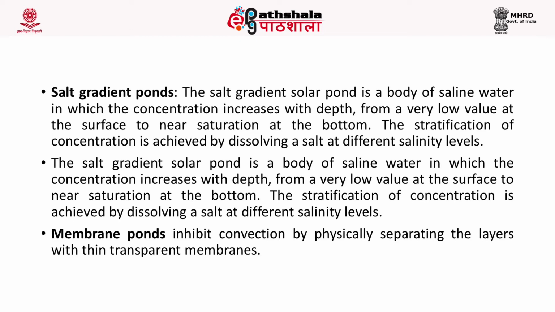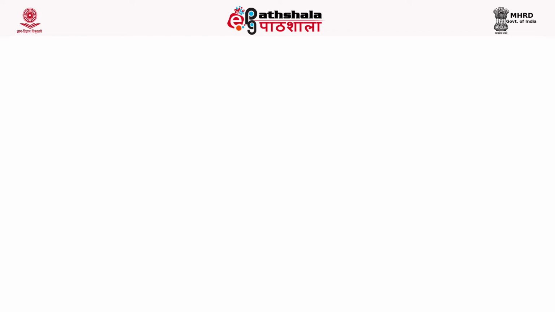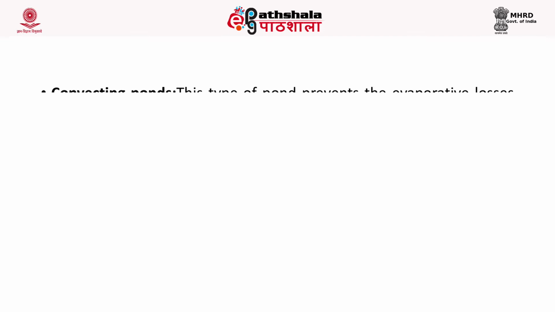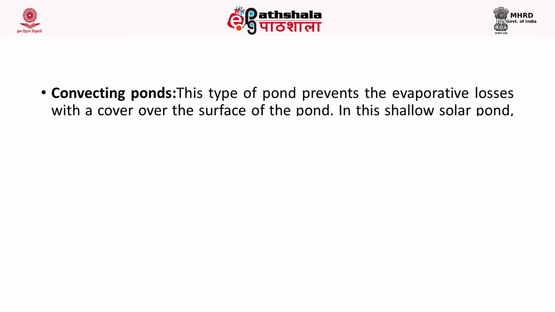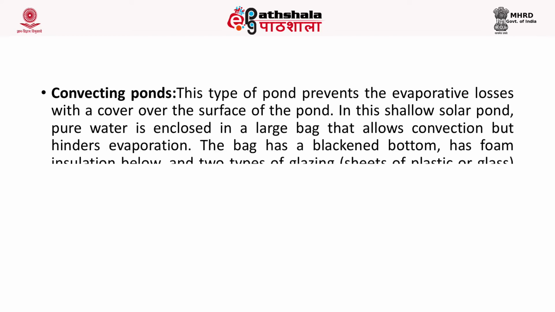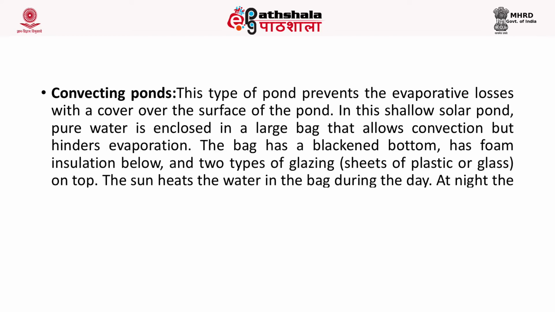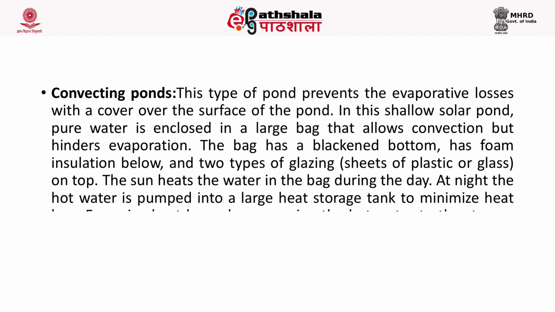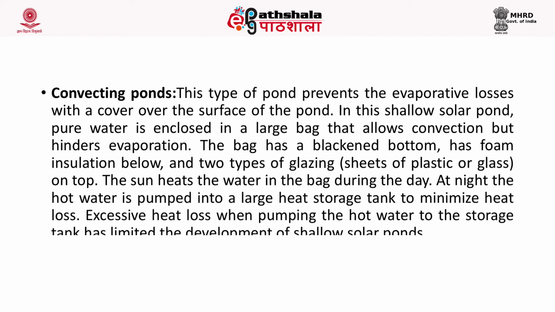Membrane ponds inhibit convection by physically separating the layers with thin transparent membranes. Convecting ponds are the second type. This type of pond prevents evaporative losses with a cover over the surface of the pond. In this shallow solar pond, pure water is enclosed in a large bag that allows convection but hinders evaporation. The bag has a blackened bottom, foam insulation below, and two layers of glazing, sheets of plastic or glass, on the top.